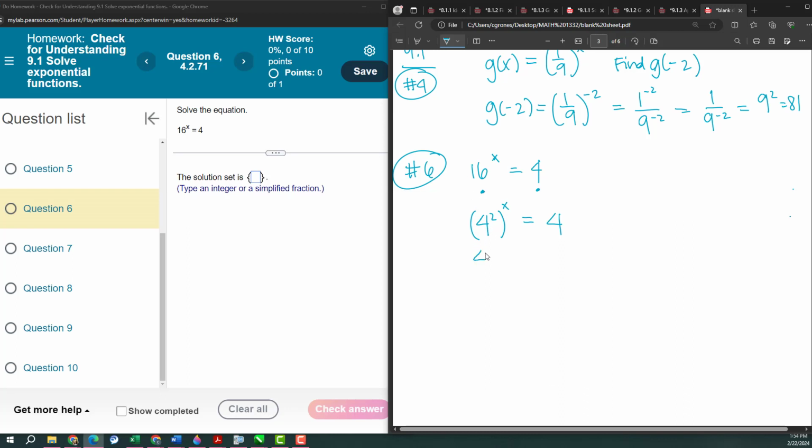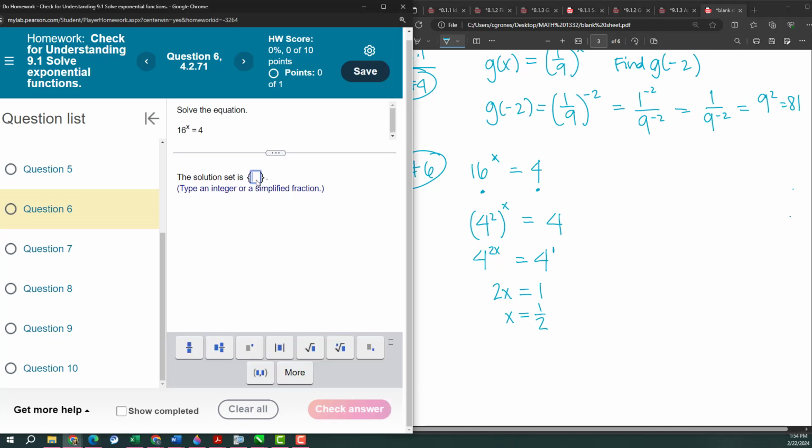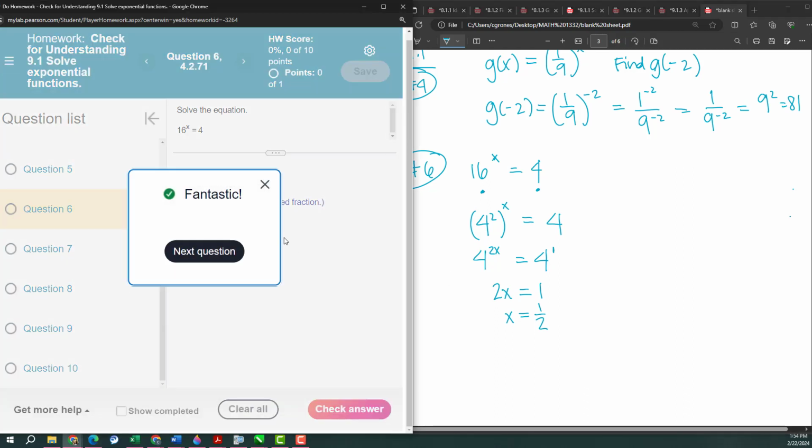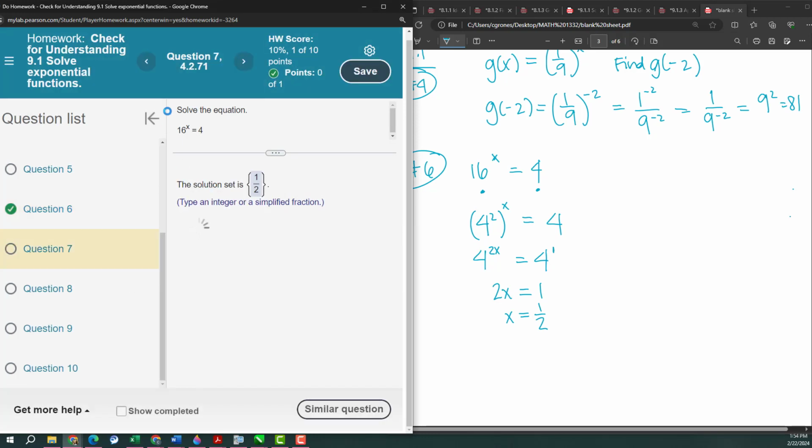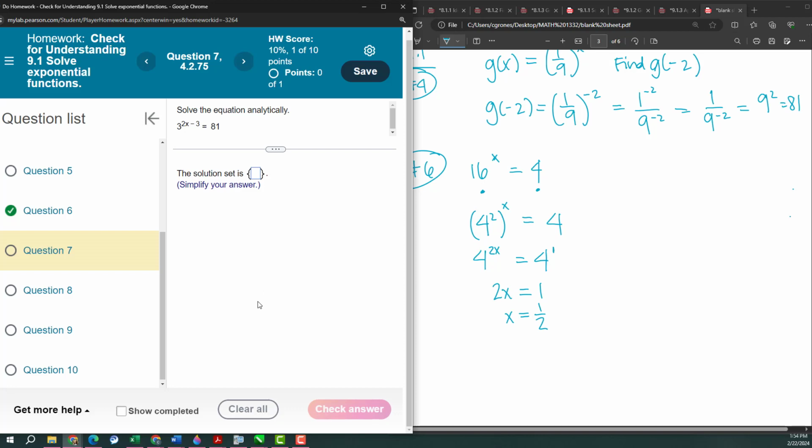So this becomes 4 to the 2x equals 4, and over here we just have to the power of 1. Anytime you have a number to the first power, it equals itself. So now we can set 2x equal to 1, and we find that x equals 1/2. All right, so you will have a question like that, and also like this one.